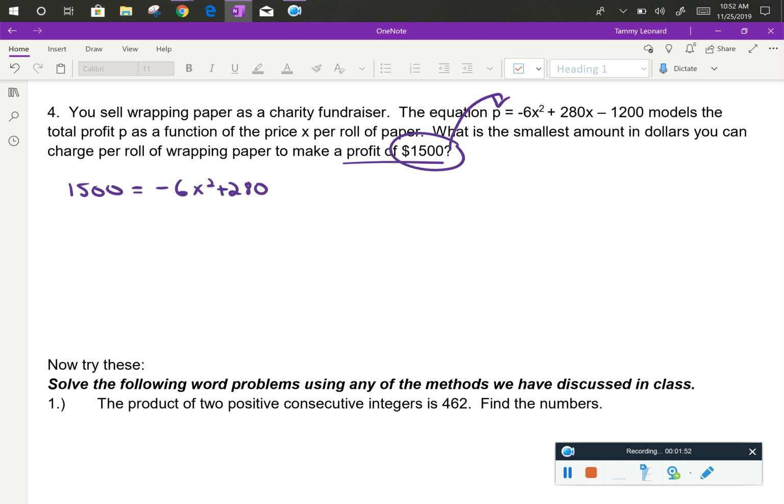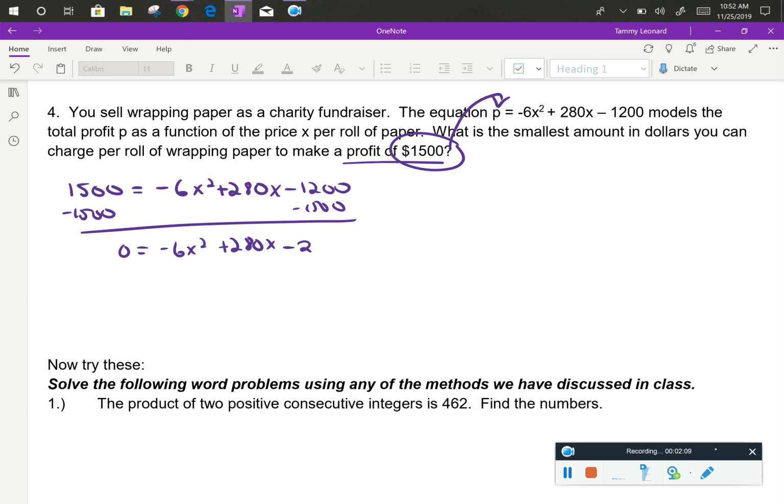But we know we're going to use the quadratic formula to solve, so we know we can't leave it there. What do we have to do now? We have to not move, but subtract, right? We're going to subtract 1,500 from each side. So we have 0 equals negative 6x squared plus 280x minus 2,700. All right. So we've got some big numbers. We're glad we have a calculator.